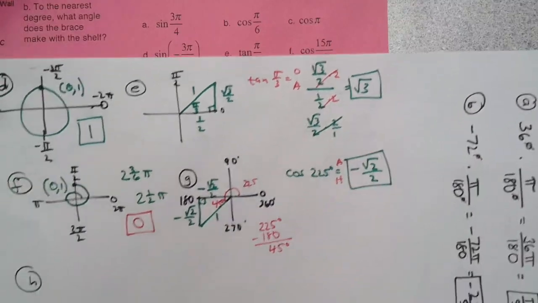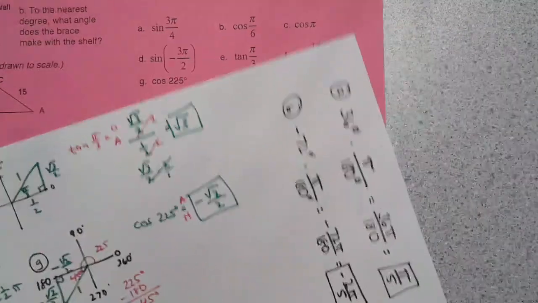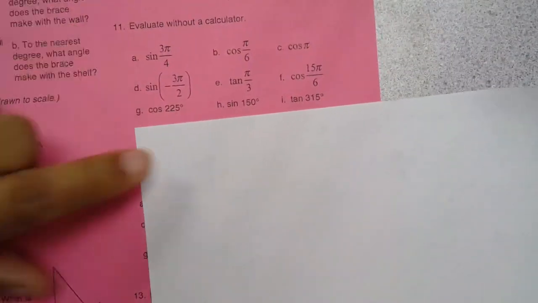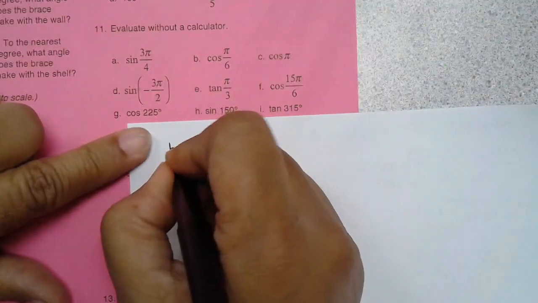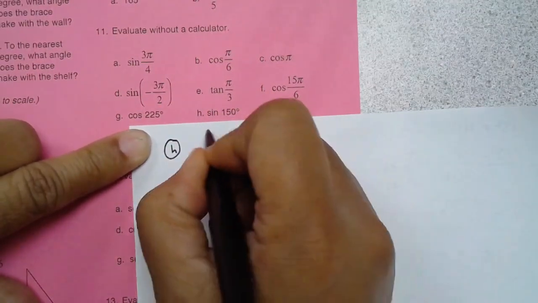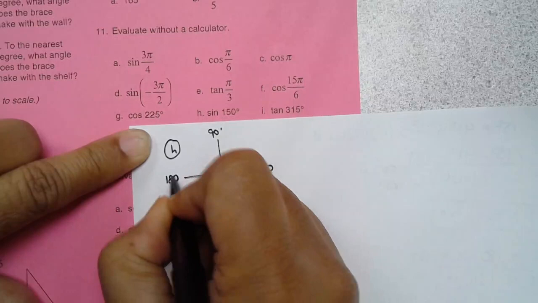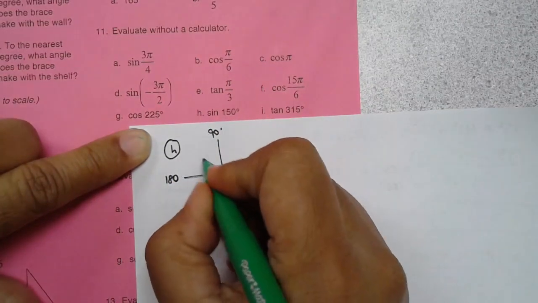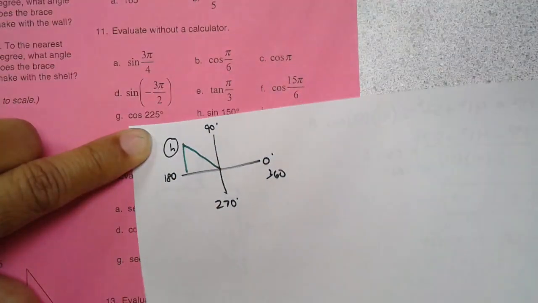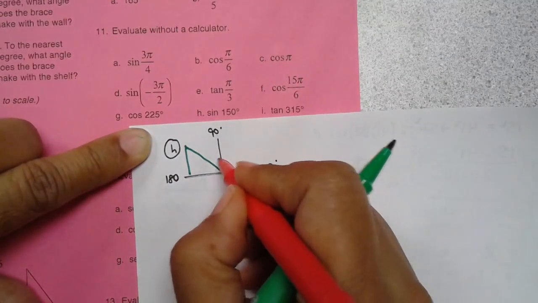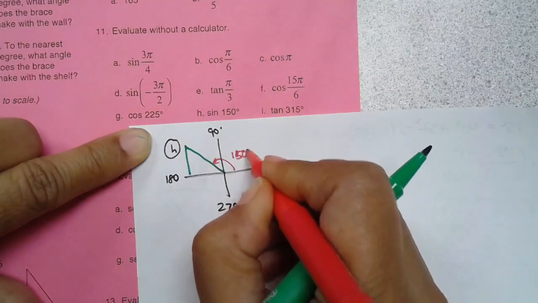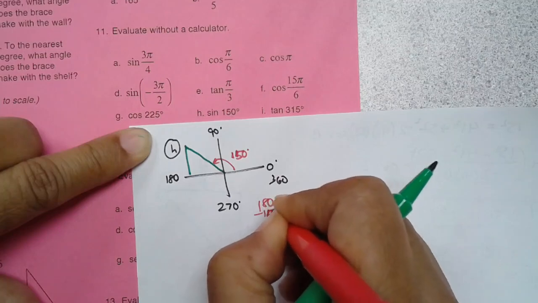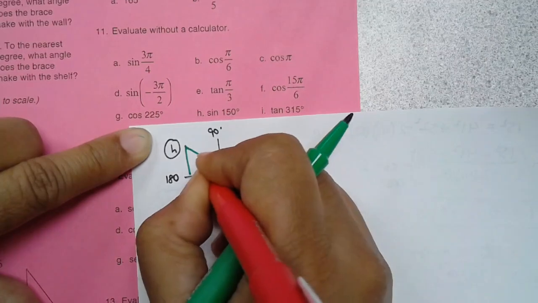All right, let's look at H. I might not be able to fit that in a picture, so let me go ahead and get another paper. And H starts right here. So we have 150 degrees. So we have 0, 90, 180, 270, and 360. And 150 degrees lands in quadrant 2. Now keeping in mind that 150 degrees is from here to here, 150. So to get this missing angle here, subtract that from 180, and that gets you 30 degrees left.